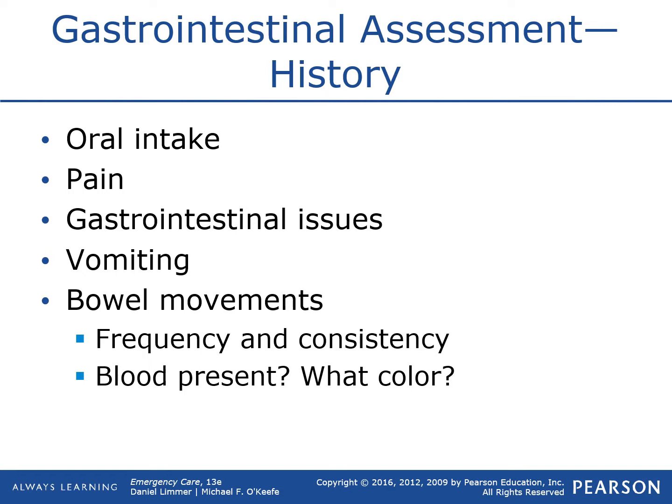Some other things that you want to be looking at are the oral intake and the frequency of it. Sometimes people are not eating at all. Sometimes they're eating too much. And find out what types of food it is. Some types of food bother the GI system at baseline. Find out how much pain they're in. That's one of the biggest things. So using your OPQRSTI and your SAMPLE is huge for a gastrointestinal assessment.